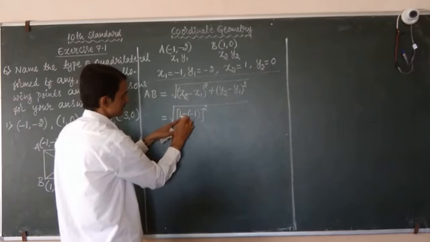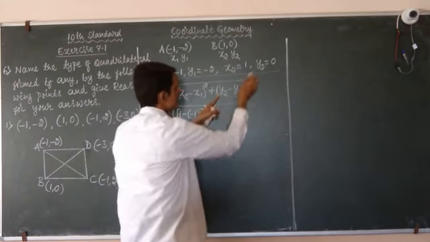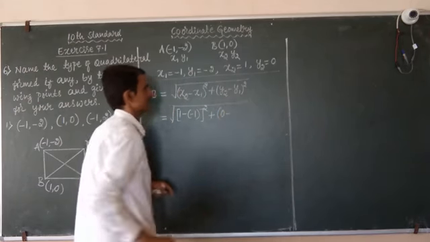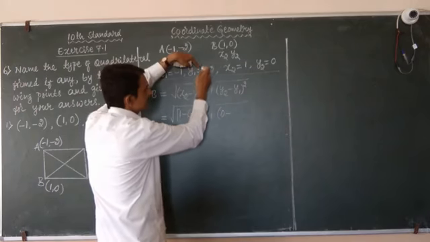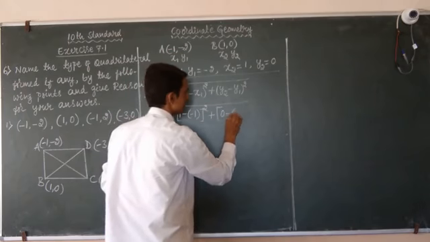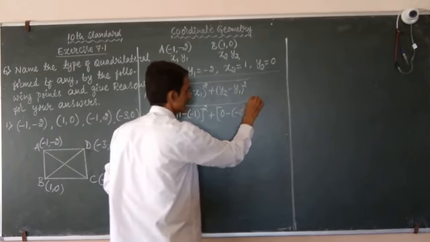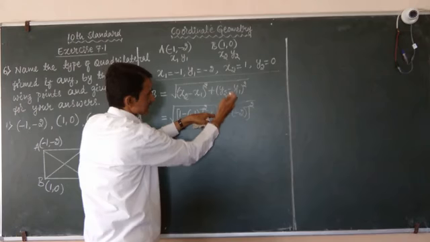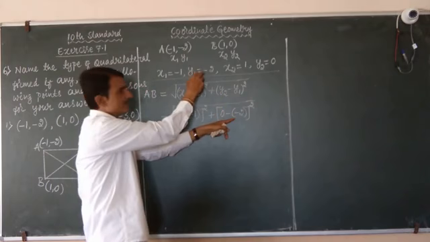1 minus of minus 1 whole square plus the value of y2 is 0. In the formula, a minus sign is there. The value of y1 is again, observe here, minus 2. So it should be written in the bracket as minus 2 whole square. So the value of y2 is 0, and the minus sign is there in the formula. So in place of y1, substitute minus 2.